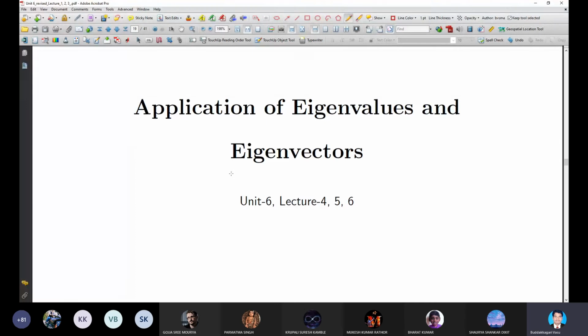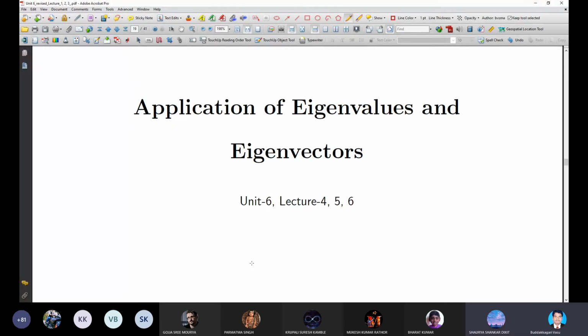Next, it is the applications of eigenvalues and eigenvectors. One is diagonalization. Next one is mainly the quadratic forms, canonical forms, and solution of simultaneous equations using the eigenvalue problem, and solving first order differential equations.